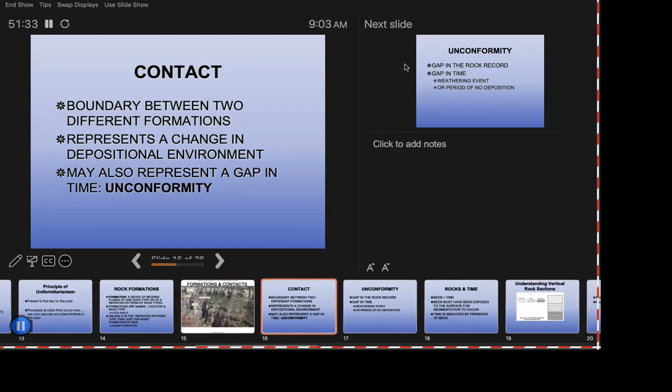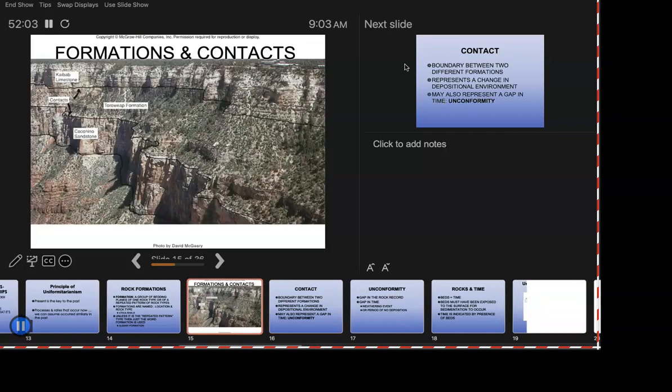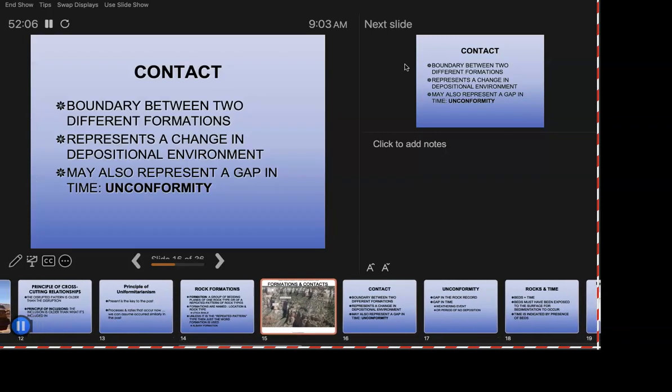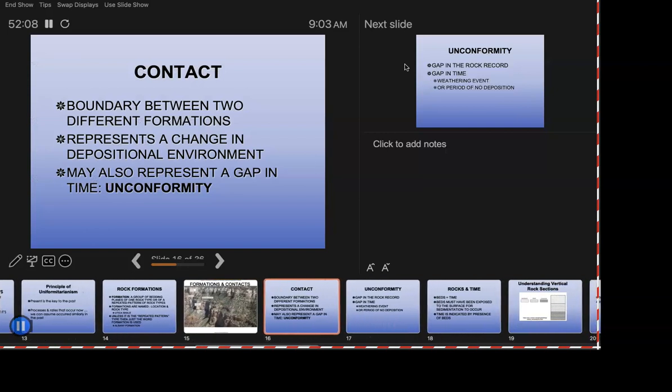Yep, so here we go. So a contact is a boundary between two different formations. It represents a change in the depositional environment. We just said that. It may also, and this is the big part, it may also represent a gap in time. We really don't know how long there was until we go in and take samples and send them off to the lab between the Coconino Sandstone and the Toroweap Formation. That line there could be a couple million years.